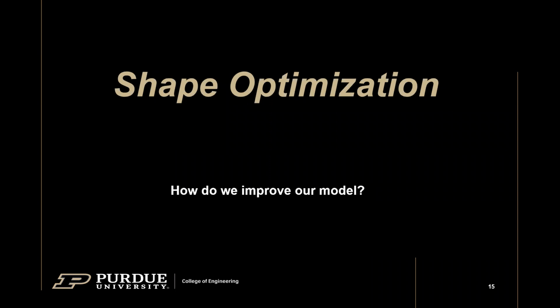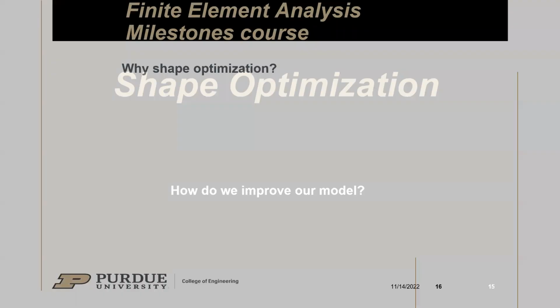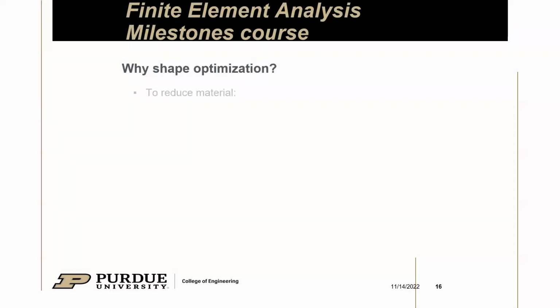Next part is shape optimization. The main reason we do shape optimization is to answer the question, how do we improve our model? How do we make our model more efficient? How do we drop the safety factor of our 3D model in a way where we're saving material as well as money? Why do we do shape optimization?